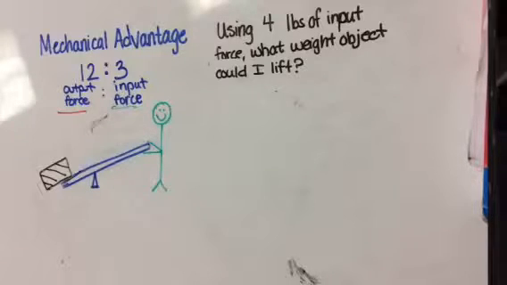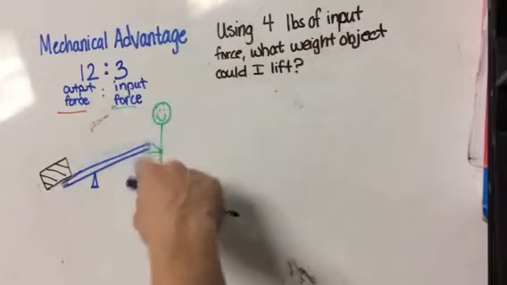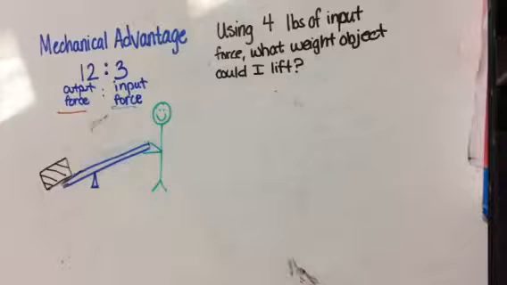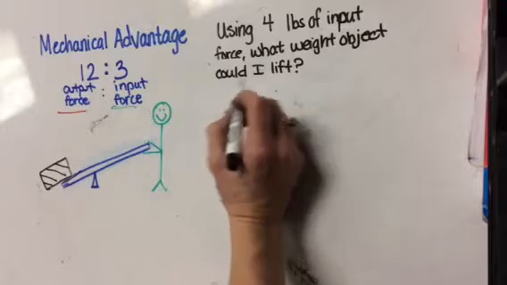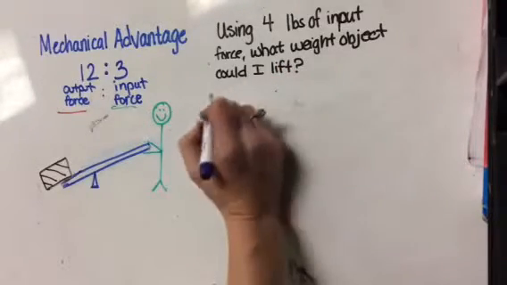Let's say that we have our same machine, still with a 12:3 ratio mechanical advantage, and I'd like to use that information to figure out how big of an object I could lift if I used 4 pounds of my own force. So, using 4 pounds of input force, what weight object could I lift? Alright, well, 12:3 is good information, but it's going to be a little difficult for me to get to 4. So I can use a method that we call using our unit rate.